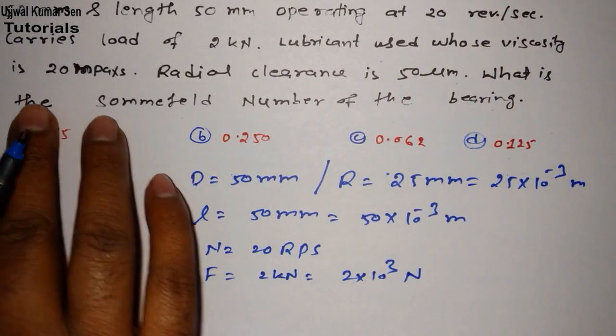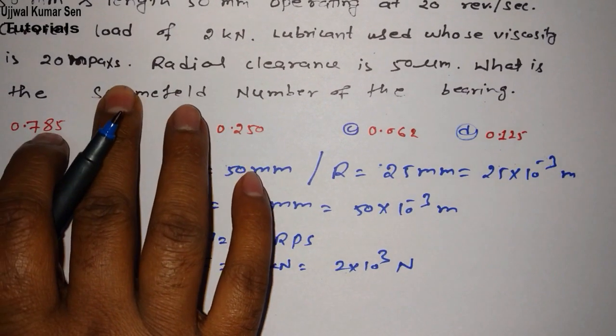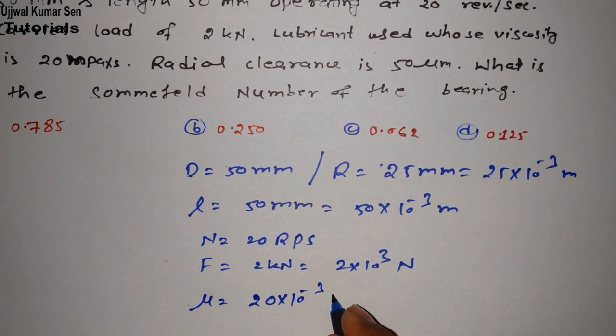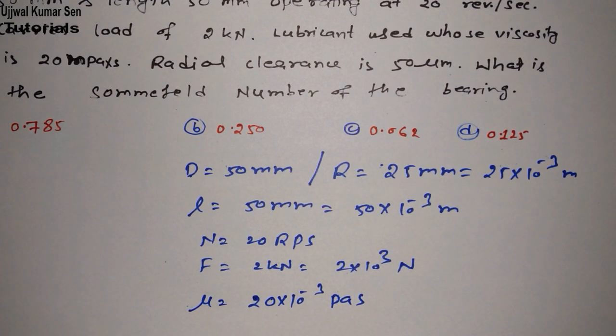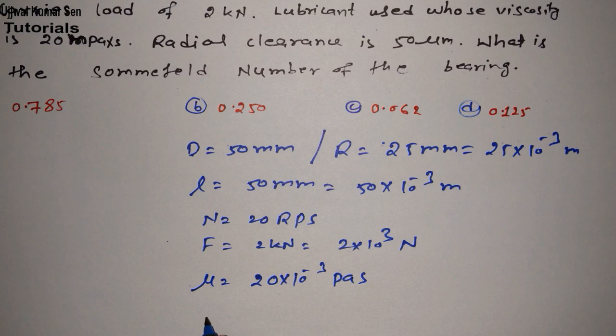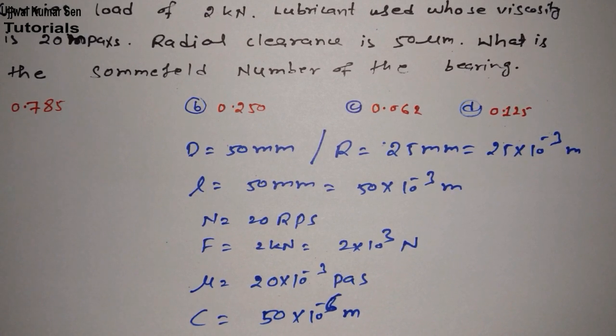The lubricant used has viscosity 20 millipascal second, with a small m. That means mu is equal to 20 times 10 to the power minus 3 Pascal second. Pascal means Newton per meter square. Now the radial clearance, which I have already explained, is C. C is equal to 50 times 10 to the power minus 3 micro 6. This is a simple question, and if I am not wrong it was asked in the 2007 GATE previous year question.